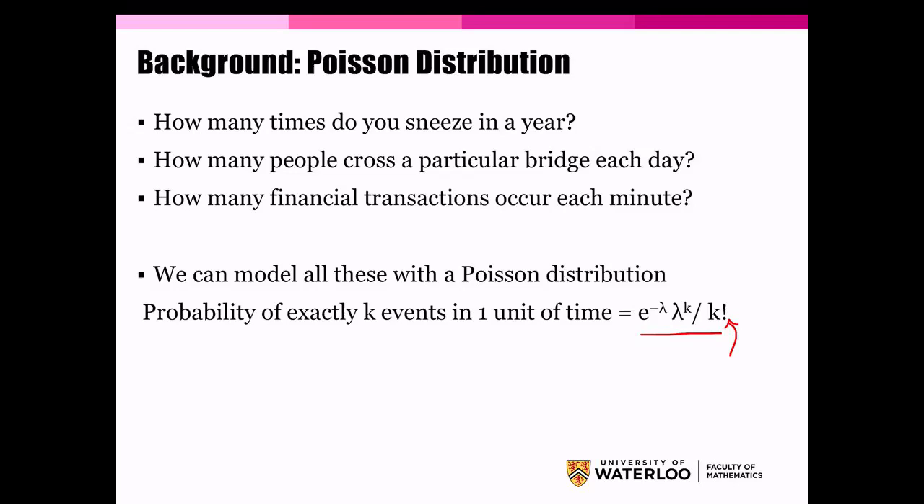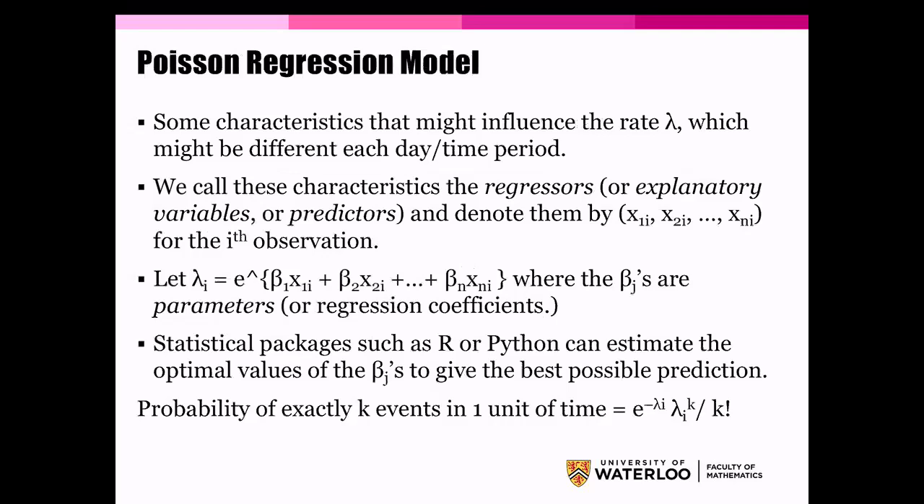But the rate here, this parameter lambda, might not be constant, right? People might sneeze more during allergy season than not during allergy season. People might cross the bridge more when it's a sunny day versus when it's raining. More financial transactions probably occur during business hours than not during business hours. More occur on weekdays than on weekends. And so there's all sorts of seasonal things that could influence this rate lambda, and they could be different at different times. So again, could be the weather, could be the time of day, the time of year, the time of week, whatever. All these different things could influence it.